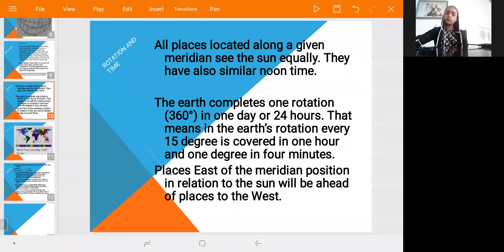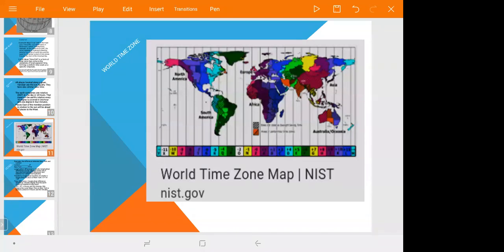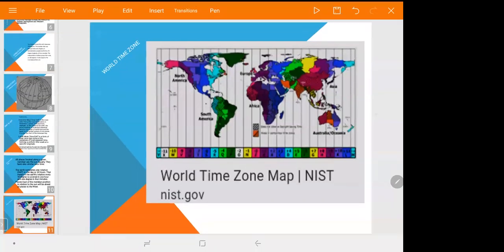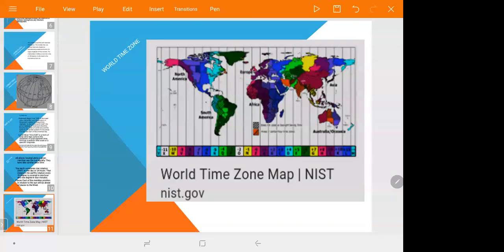And this world time zone is presented in this picture. You can see how you add and you subtract. Here you have this 0 degree. Look to the 0 degree. Then from 0 degree, if you travel to the east, you add it, to the west, you subtract it. Then I will show you how to calculate next time.